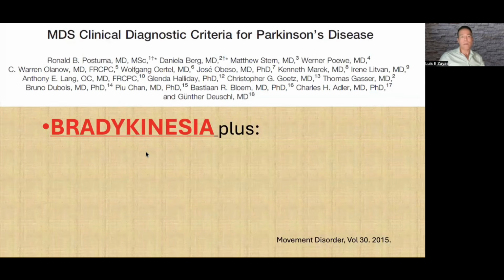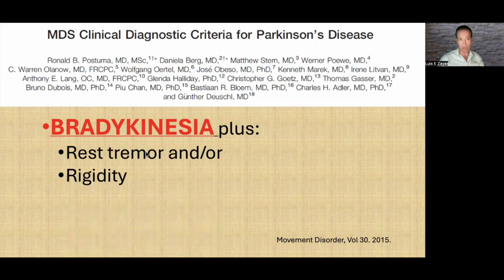Now, let's talk about what is Parkinsonism in the setting of Parkinson's disease. You need to have bradykinesia. Brady means slow, kinesia means movement. So slow movement, but not only that, you need to have either a resting tremor, remember, tremors are divided in resting and action, or stiffness, or rigidity.